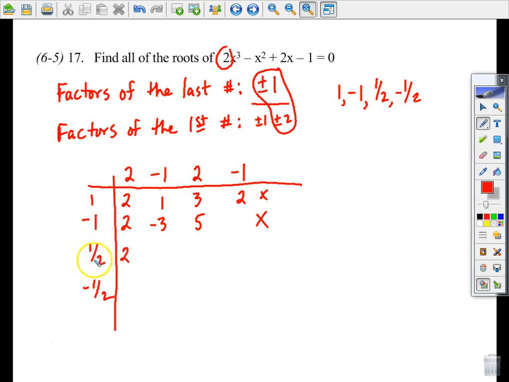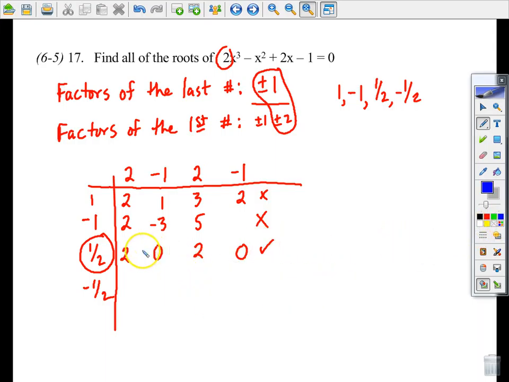2 times 1/2 is 1. 1 plus -1 is 0. 0 times 1/2 is 0. 0 plus 2 is 2. 2 times 1/2 is 1. 1 plus -1 is 0. So I have found the rational number that gives me 0. I found one of the 3 roots, and I'm going to circle it here to show that that's one of my solutions. So I'm looking for 2 more.